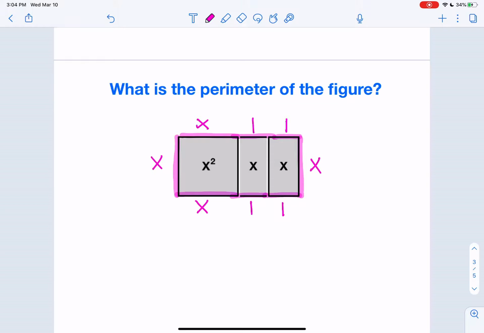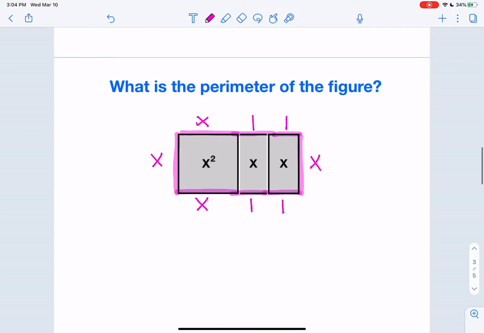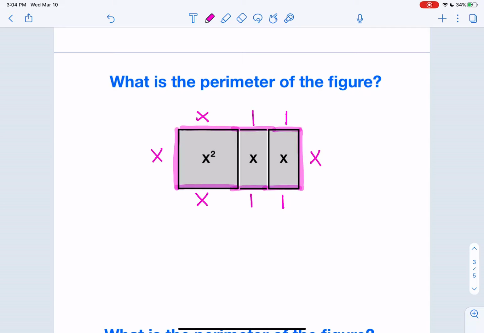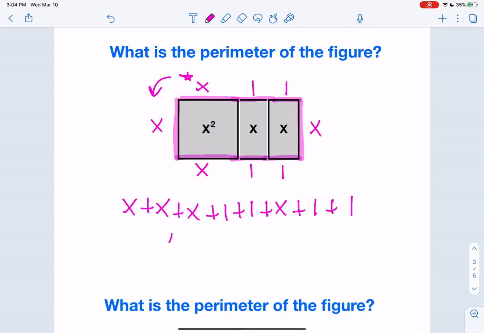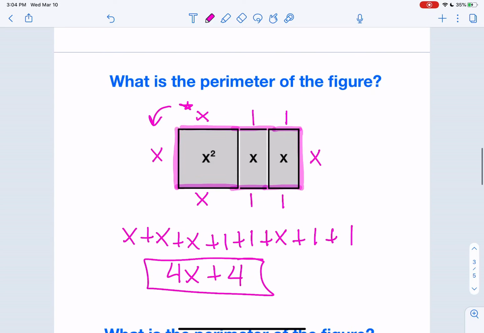Now that I have all the measurements put in for the side lengths, all I have to do is add them together. So it's going to be x, and I'm starting right here, plus x, and I'm going counterclockwise, plus x, plus 1, plus 1, plus x, plus 1, plus 1. There are 1, 2, 3, 4 x's, and 1, 2, 3, 4 ones. So my answer is going to be 4x plus 4. That's the perimeter of that figure.